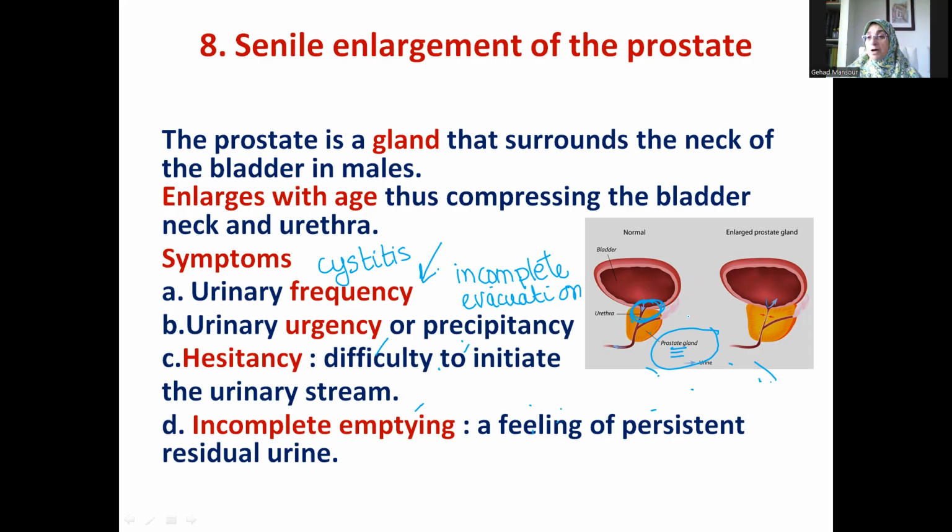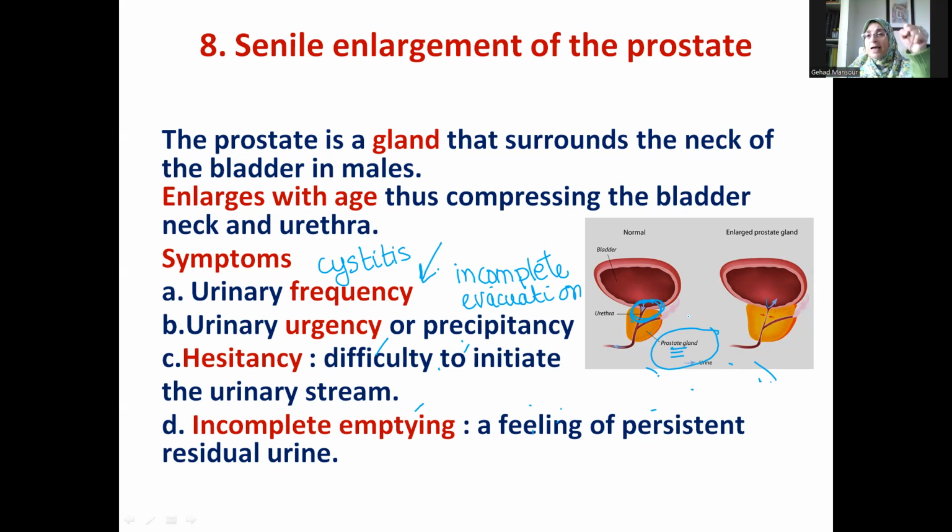He also suffers from other symptoms of cystitis, like urgency, meaning that every 10 minutes, every 15 minutes, he feels an urgent desire to micturate. So there is frequency, but also urgency or precipitancy. Within very short time intervals, he feels an urgent desire to go back to the toilet to evacuate the bladder, but unfortunately, he wouldn't be able to evacuate it completely.